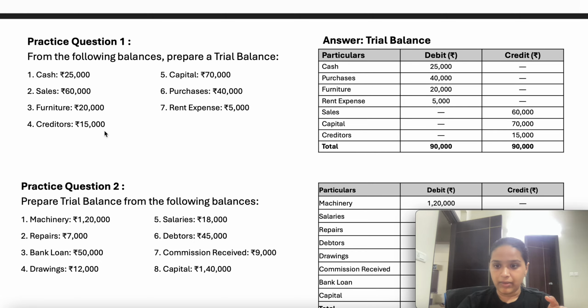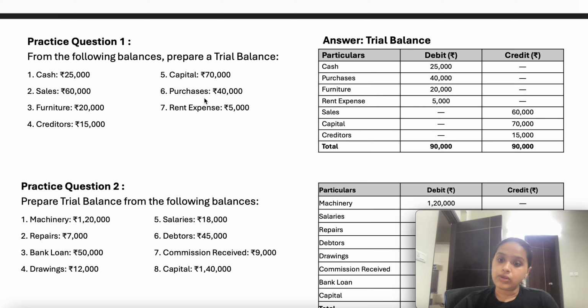Creditor is a liability, so it is a credit balance, so it will reflect on the credit side of the trial balance. Next is capital 70,000, so it also reflects on the credit side, right? Purchases 40,000 is an expense, so it will come under the debit side. Rent expense is also an expense, it comes under the debit side.